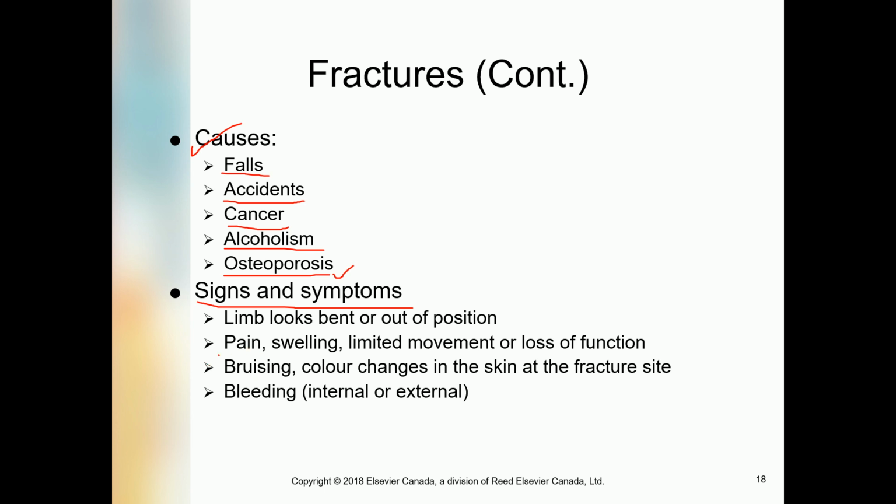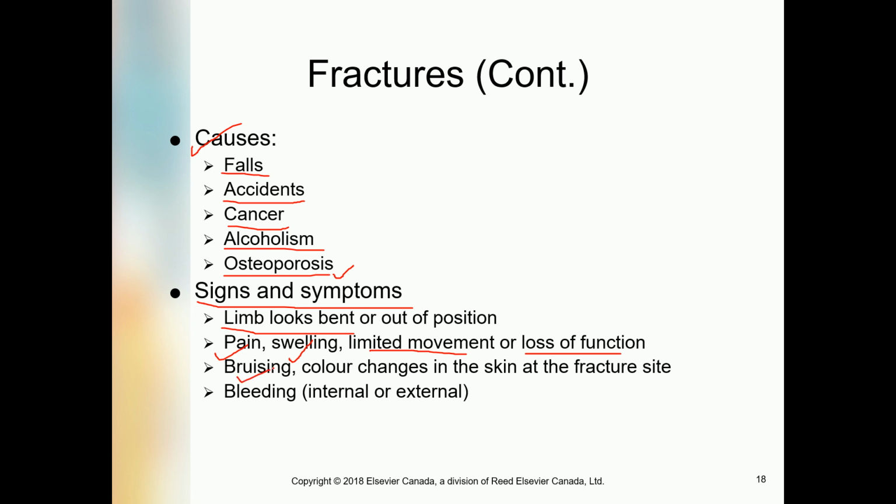So the signs and symptoms of the fracture: limb looks bent or out of position. Limb means your legs. Bent, out of position. The person with the fracture cannot put the legs as we can put. It's out of position. There is pain, the person complains of pain. Swelling, it is bigger in size. Limited movement, definitely there is an injury, that's why the movement is limited. Loss of function, the person cannot move the leg properly as we do.